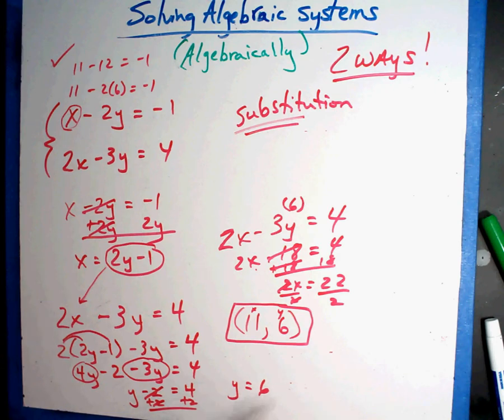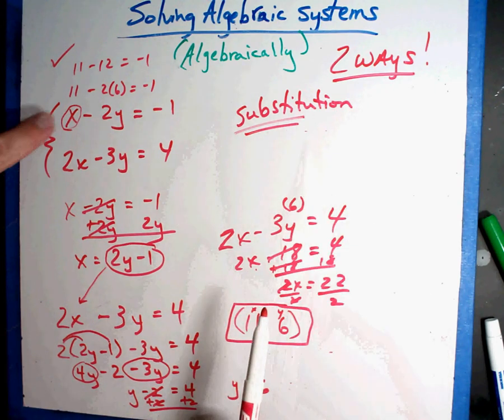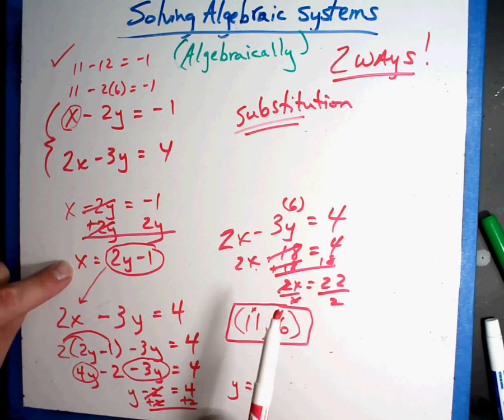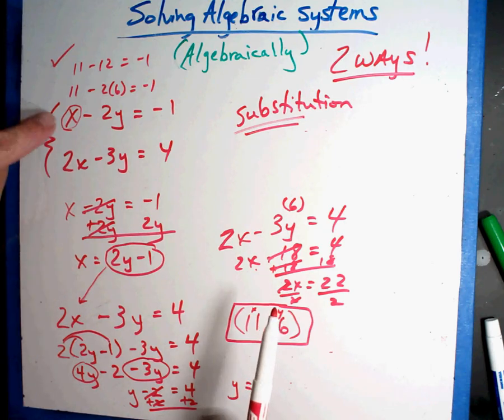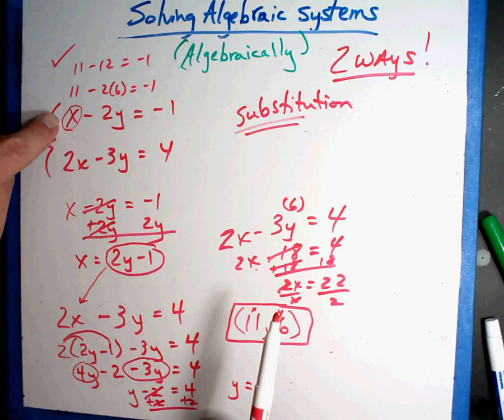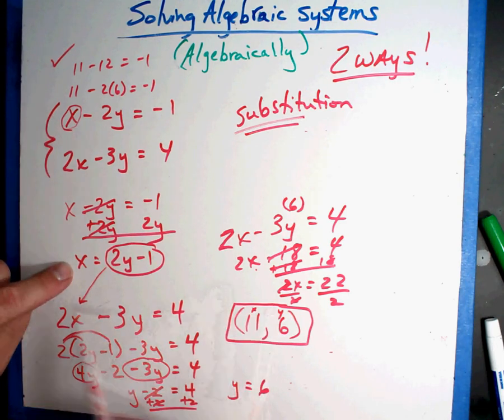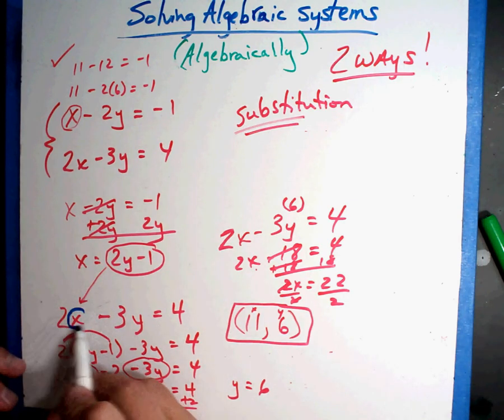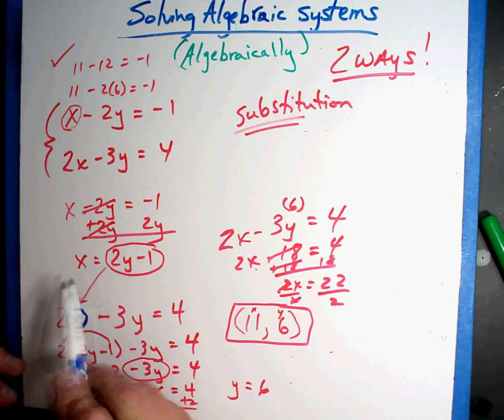A quick review. In substitution, I take one formula. I solved it for one of the letters. Doesn't have to be x. I could have solved for y. But since I saw x was alone, there was only one of them, I solved it for x. And then I plugged that x right into something else. Okay, so I put x equals all of that.